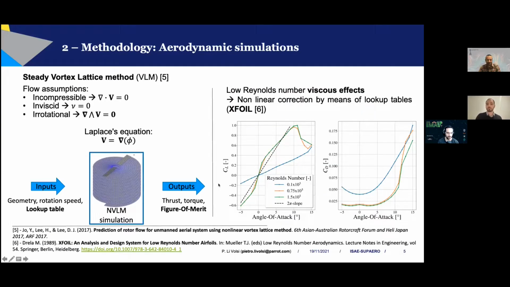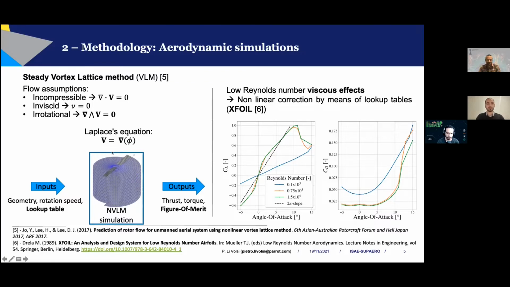In order to simulate the aerodynamic efficiency of the rotor, we used a steady nonlinear vortex lattice method that has been developed by Zhou et al. This one works by assuming that the flow is incompressible, inviscid, and irrotational. These 3 assumptions lead to the Laplace equation that allows us to calculate the flow properties everywhere near the rotor.